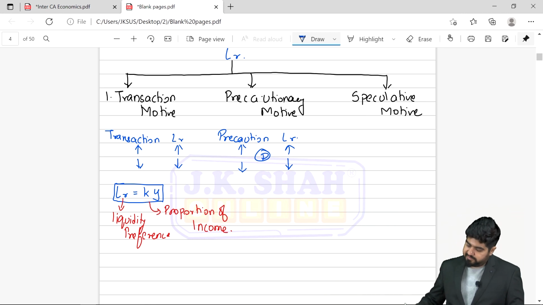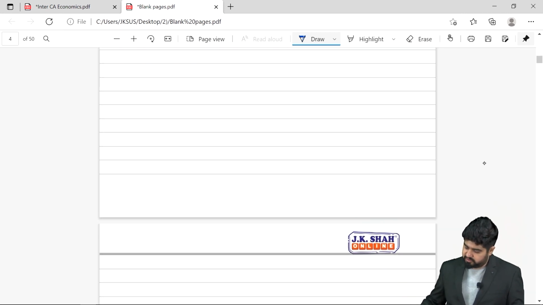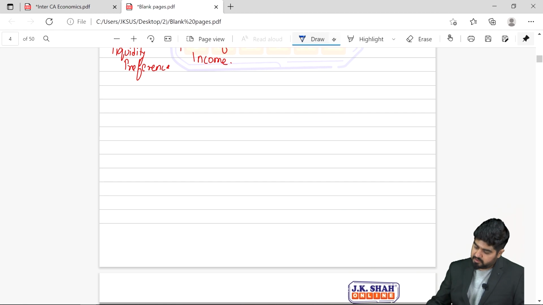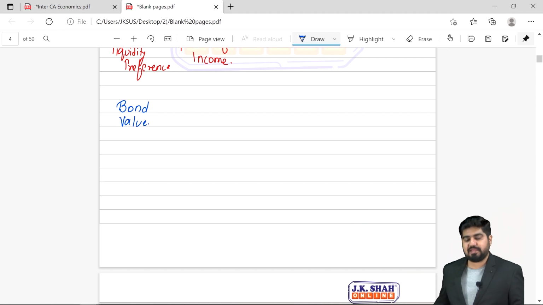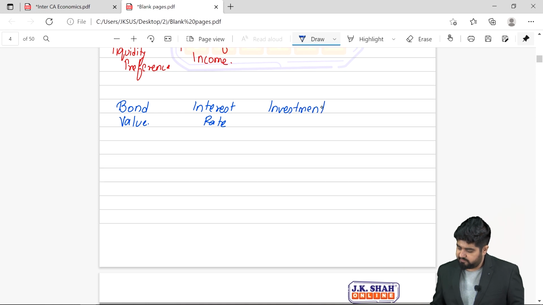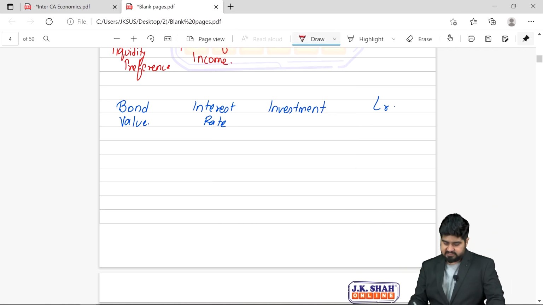Speculative motive. Now let's understand the speculative motive here. When we talk about speculation, we are going to consider bonds. So one thing we have is bond value. Then we will have the interest rate on the bond, investment, and finally the liquidity ratio or liquidity preference.